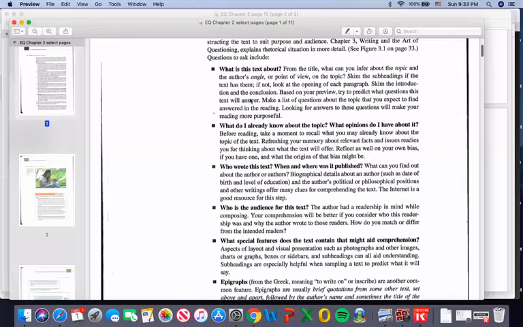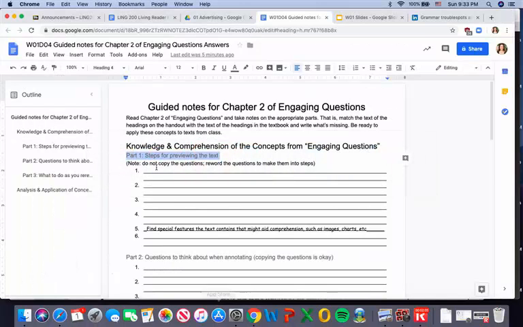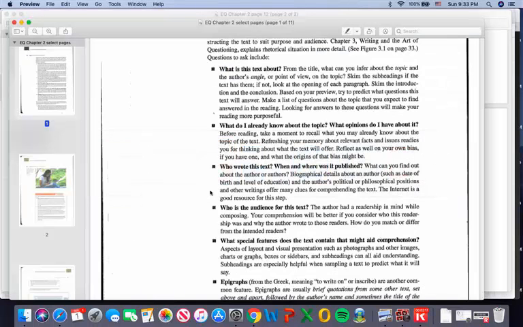So how many questions is that? 1, 2, 3, 4, 5, 6. So we've got 6 questions, and we've got these 6 spaces right here. The fifth one is done for you. It says, find special features the text contains that might aid comprehension, such as images, charts, etc. So let's look at what the fifth item is: what special features does the text contain that may aid comprehension?